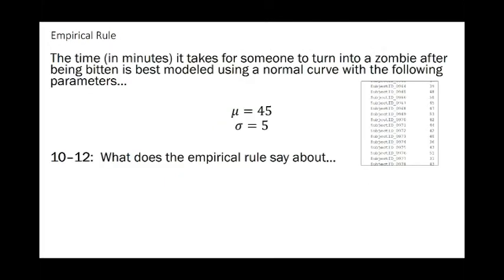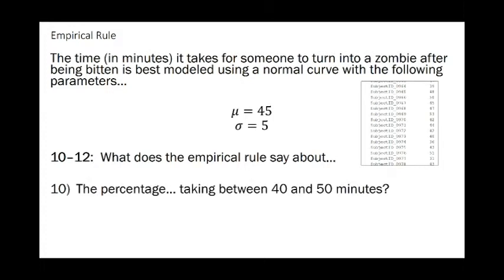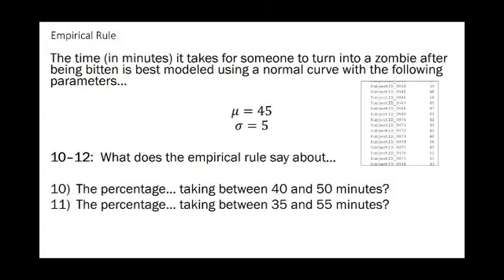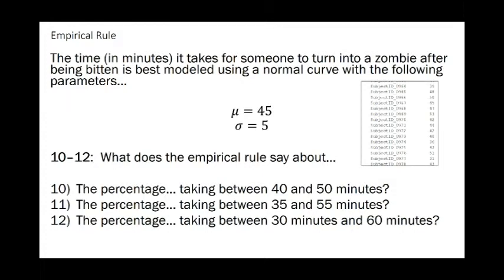The time in minutes it takes for someone to turn into a zombie after being bitten is best modeled using a normal curve with the parameters mu equals 45 and standard deviation equals 5. Consider, what does the empirical rule say about the following? The percentage of people taking between 40 and 50 minutes to turn into a zombie. The percentage of people taking between 35 and 55 minutes. The percentage of people taking between 30 and 60 minutes. How can we use the empirical rule in this application to answer these questions?